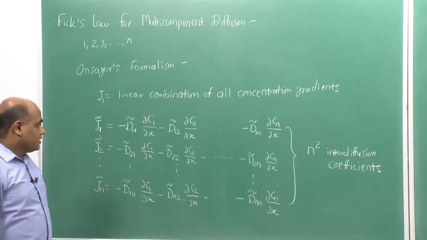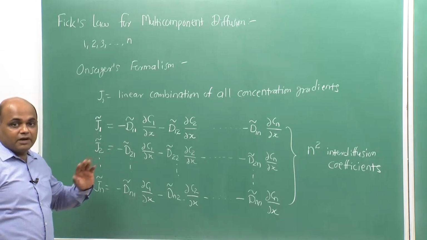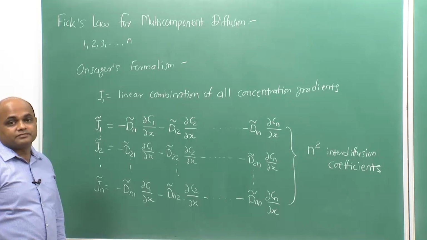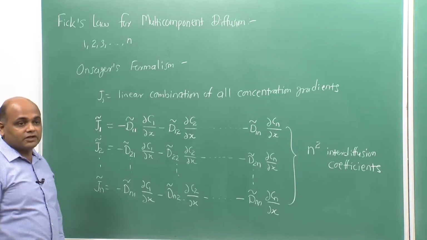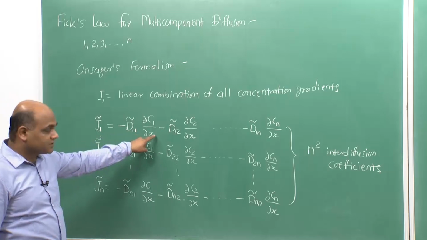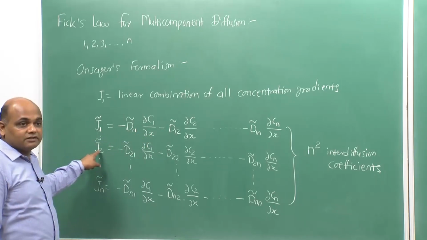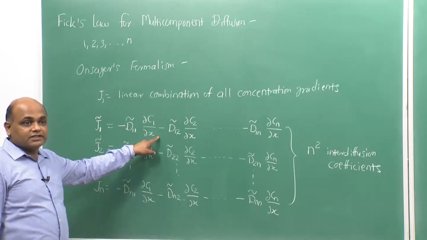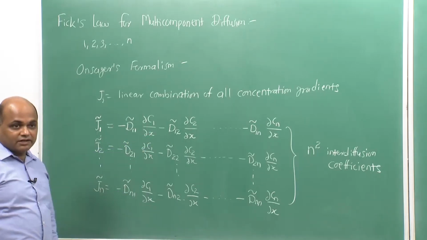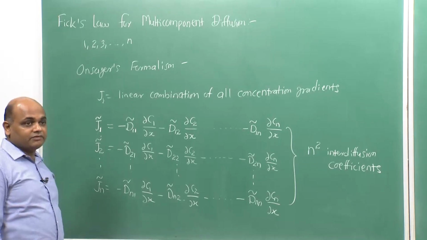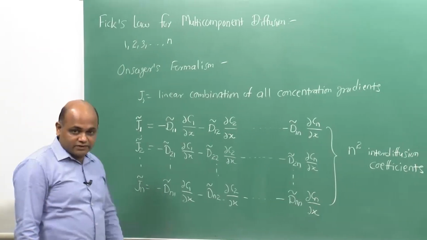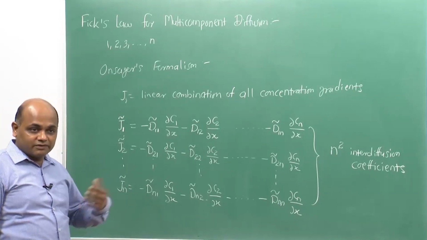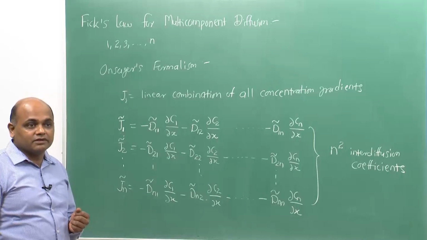Okay. But all of them are not independent. Why? Because there are constraints on both the concentration gradients and the fluxes, which means not all concentration gradients are independent. Similarly, not all fluxes are independent, provided we use the right frame of reference, right. I have introduced you to the different frames of reference that we use.